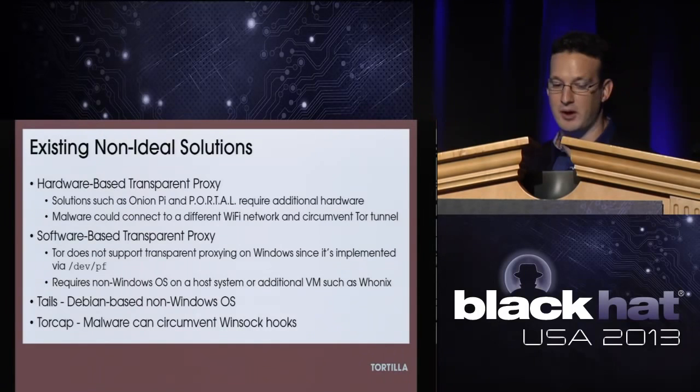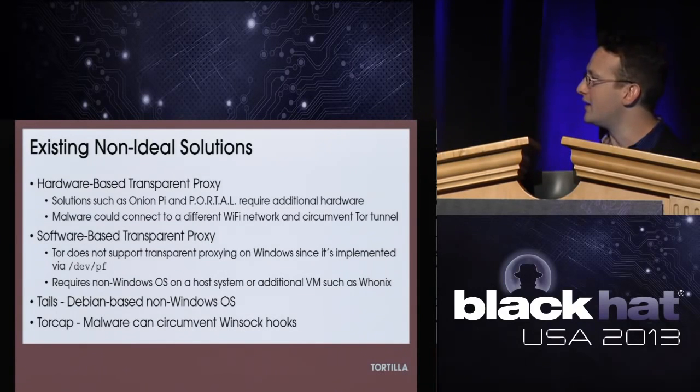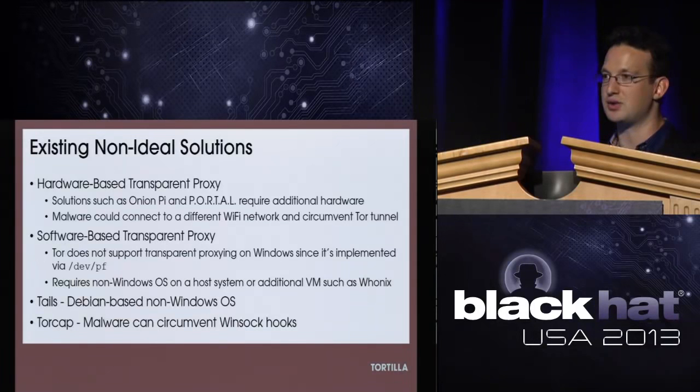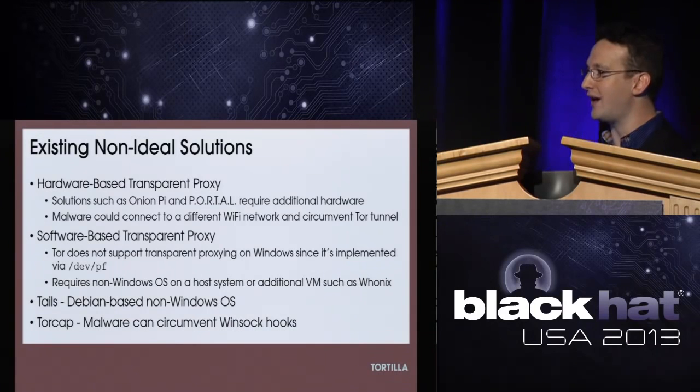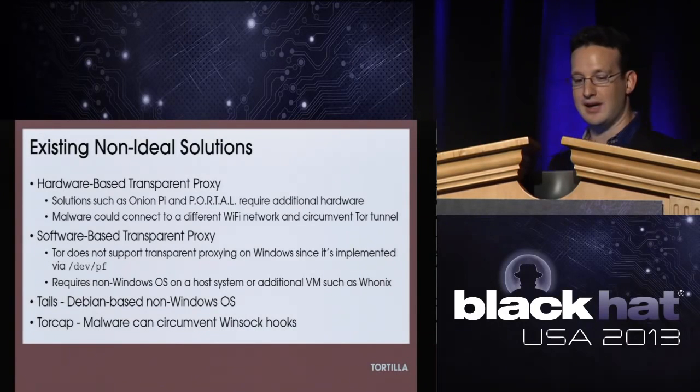And there are also software-based transparent proxies, but the downside is they can't be used with Windows, at least not just using Windows, because transparent proxying with Tor is an option, but it works through devpf, which is not something that can be used with Windows. So we could use a non-Windows operating system on a host, or we could use an additional VM, such as Unix, but those would again require the user to use an operating system with which they may not already be familiar. There are operating systems dedicated specifically to anonymizing one's actions, such as Tails, but again, it's not Windows-based.